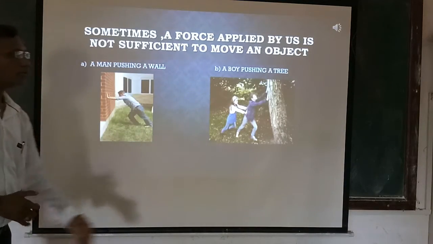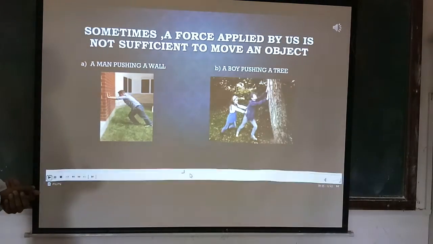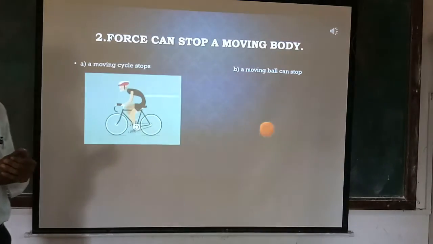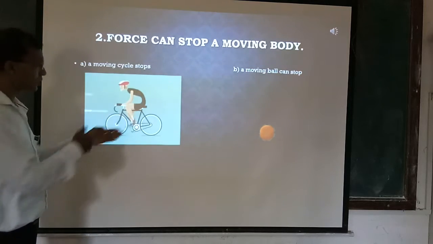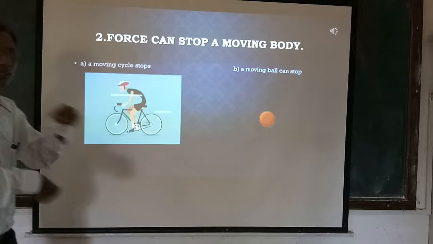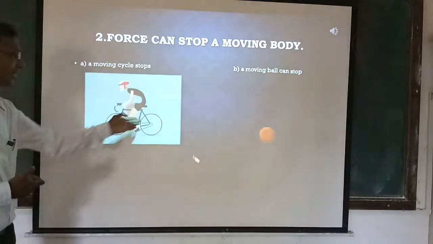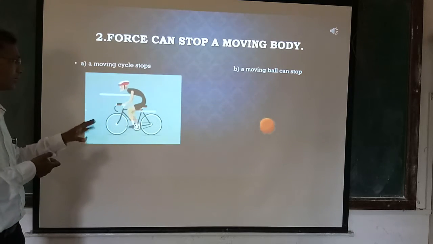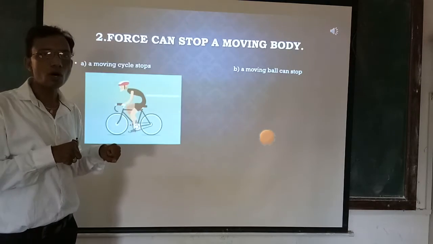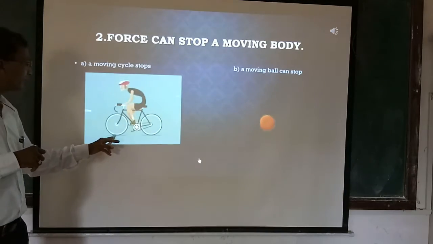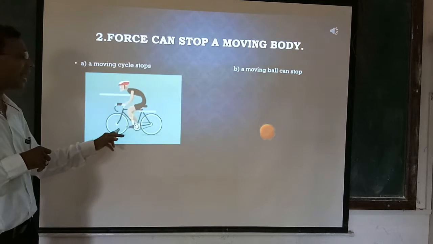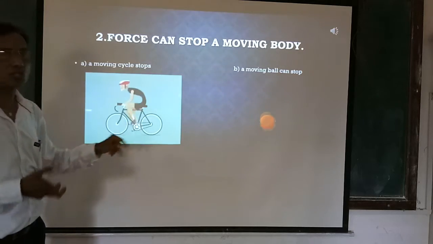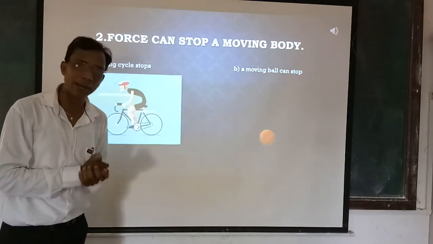Here is one more example: force can stop a moving body. A moving cycle can be stopped. One boy applies force on the pedal continuously. How can we stop it? We apply the brakes on the bicycle, friction is produced on the tire, and with the force applied, it stops. So a cycle can be stopped with the help of force by applying the brakes.